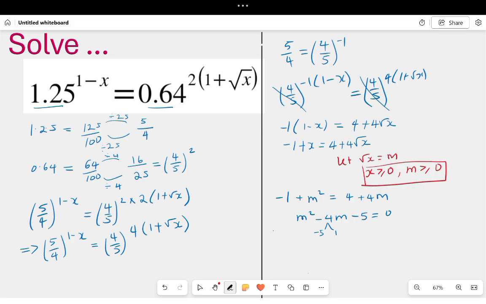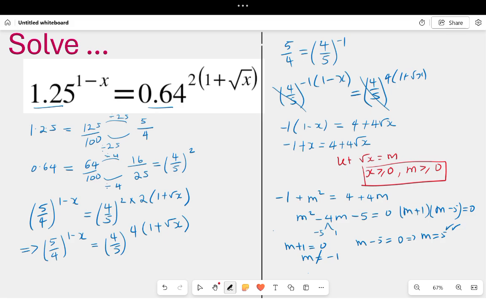And therefore the factors are m plus 1 and m minus 5, which is equal to 0. Now here we know m plus 1 is equal to 0, and therefore m will be equal to negative 1. m minus 5 will be equal to 0, and therefore m will be equal to 5. Now, because we said m should not be a negative number, this solution does not make sense. So we are going to work with this one here.